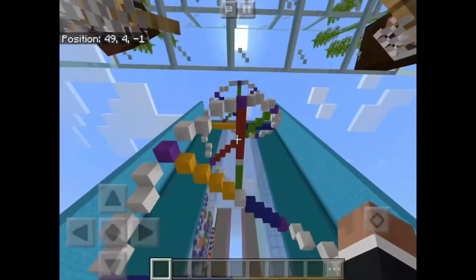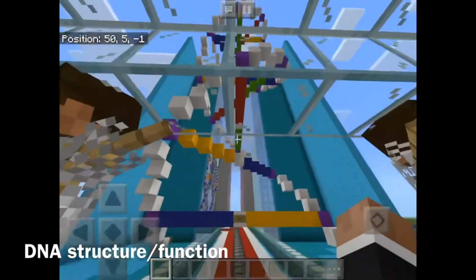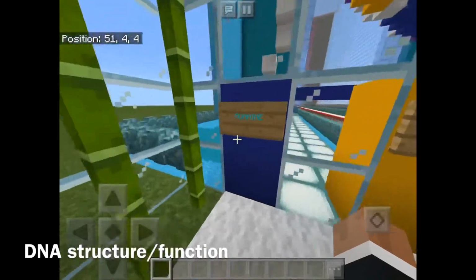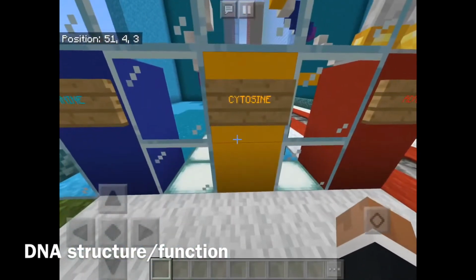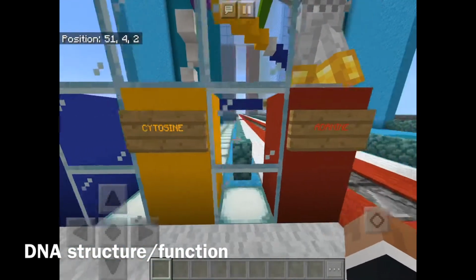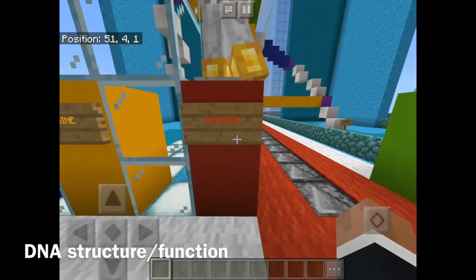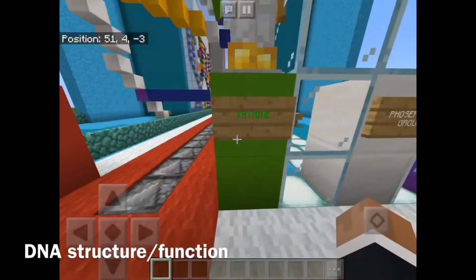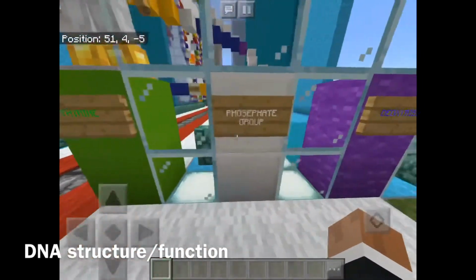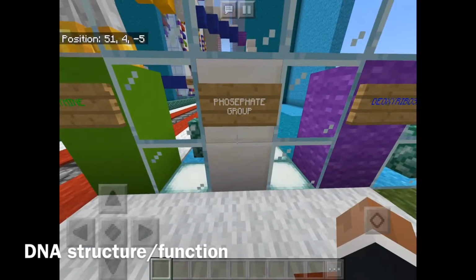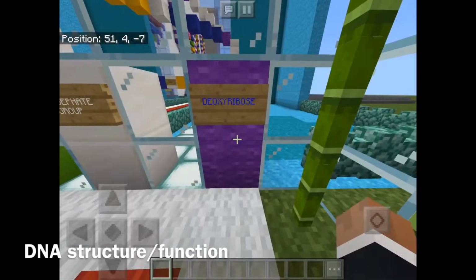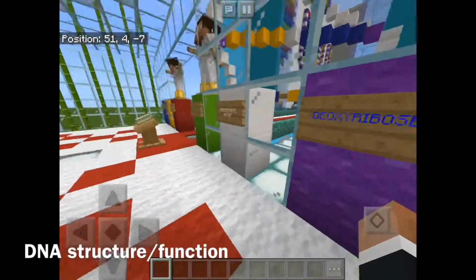Right here we have the DNA structure. The blue represents guanine, the yellow represents cytosine, the red represents adenine, the green represents thymine, the white represents phosphate group, and the purple represents the deoxyribose.